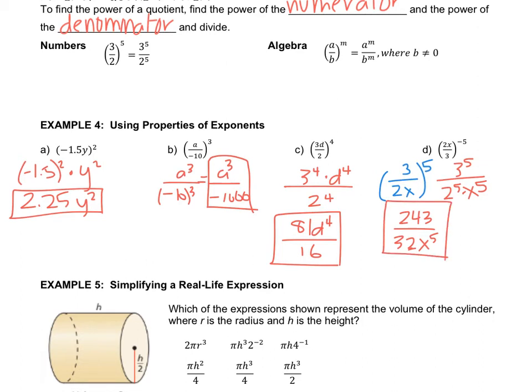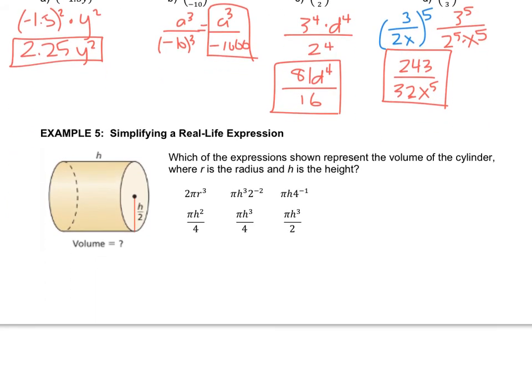All right, let's see how this plays out in a word problem. We've got a volume of a cylinder, and remember the formula for volume of a cylinder is pi r squared h. And they want us to say which expression shows the volume of a cylinder. So I'm going to take my formula and I'm going to plug in what I know. The radius, according to the picture, is h over 2, and the height is h.